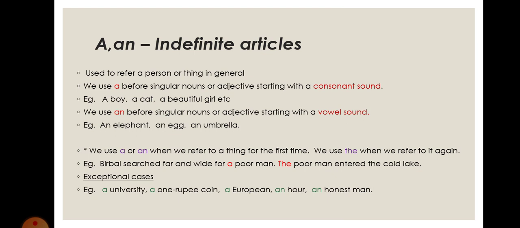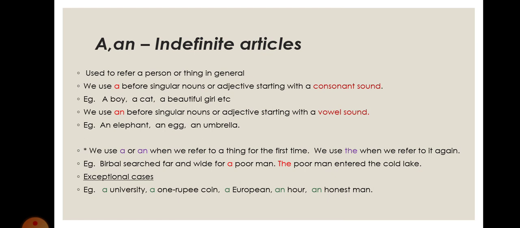Then likewise, examples are a one rupee coin, a European. Now look at an hour and an honest man. What happens there? Even though the words hour and honest start with the letter H, it is not pronounced there. The letter H is silent in those two words, and we start from the second letter, O, and the pronunciation also starts with an O sound. It is not "hour" with an H, and it is not "honest" with an H. So we should use the article "an" in front of those words.